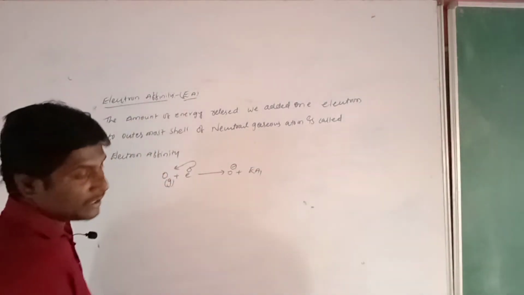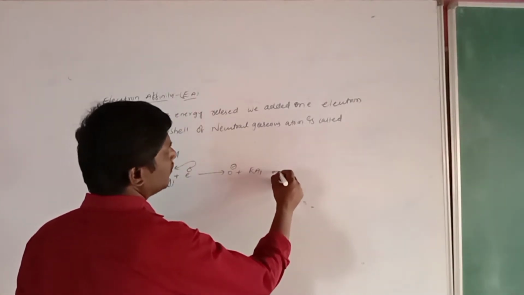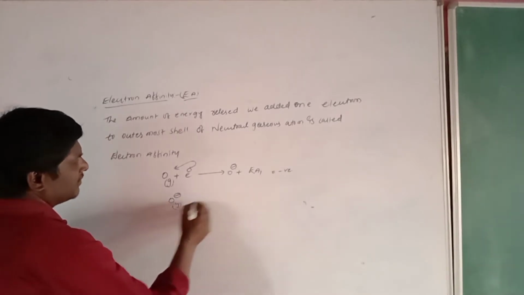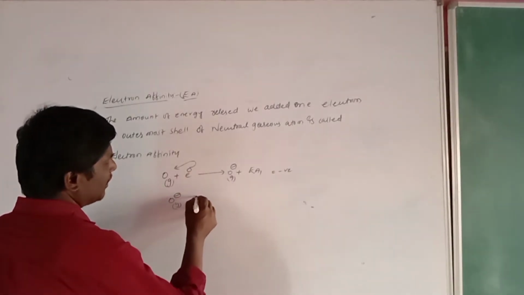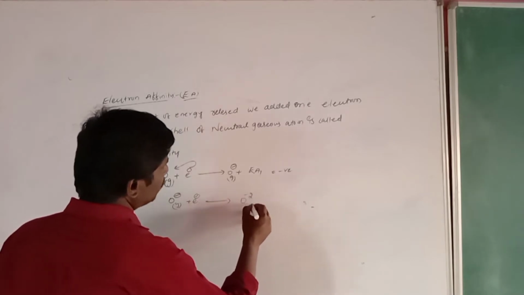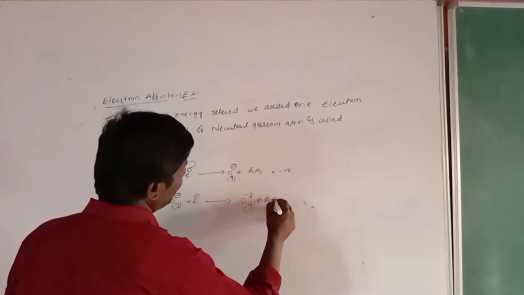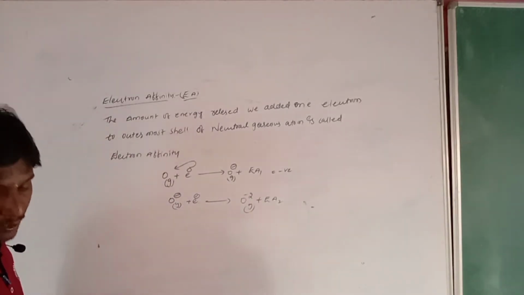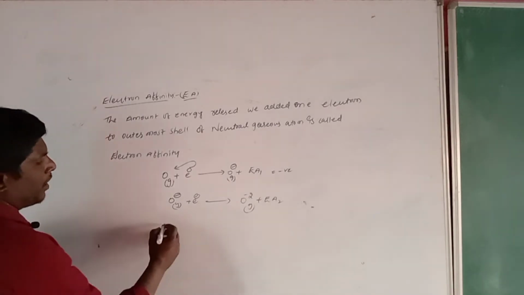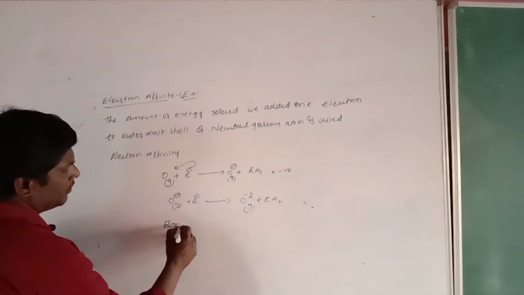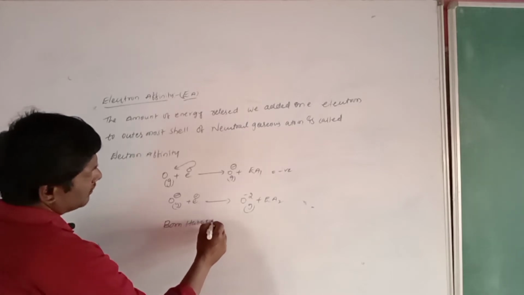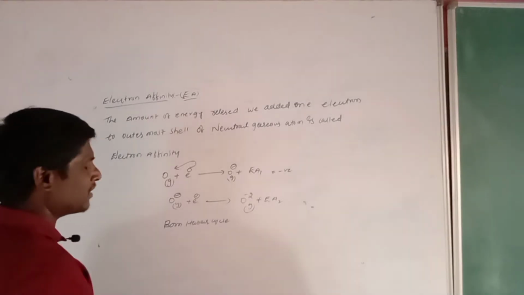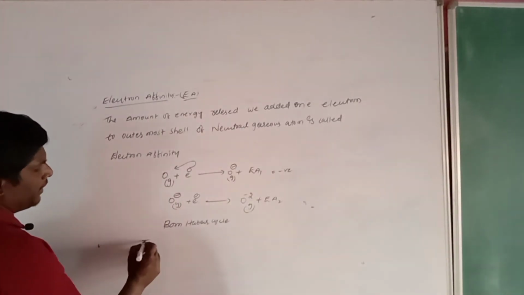That is about the electron affinity, and it has negative values. Same thing: O minus is the gaseous atom. Now we add another electron and get O minus 2. It is called EA2, the second electron affinity. This electron affinity is calculated by the Born-Haber cycle. But we don't discuss the Born-Haber cycle here, only the trends in a group and period.